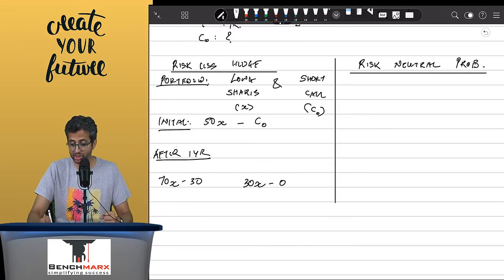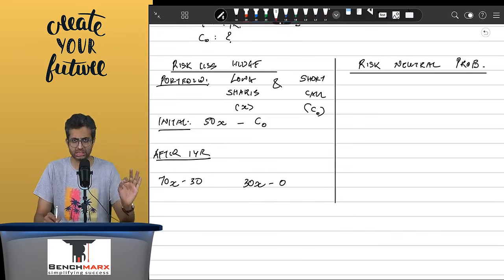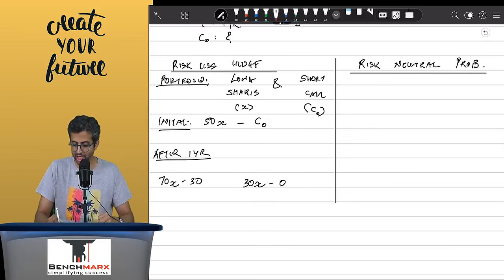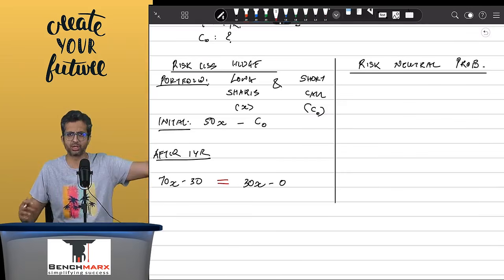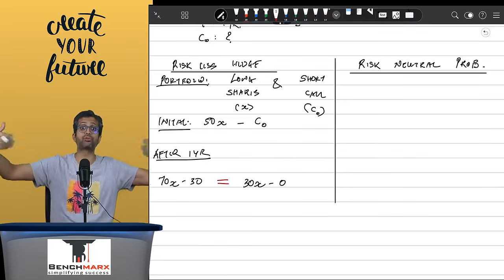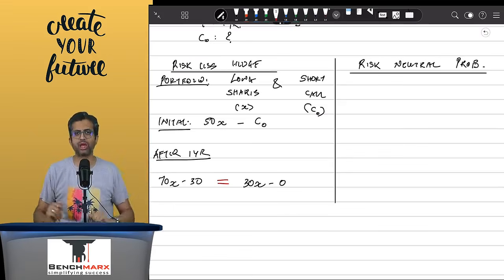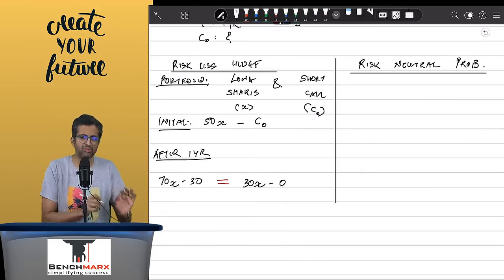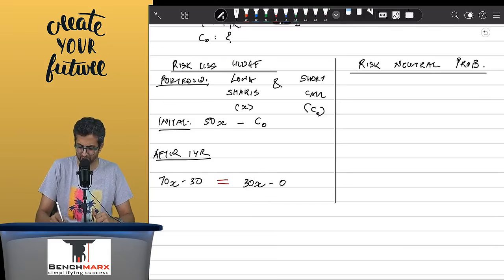But because your portfolio position is hedged, these two possibilities will give you an equal answer, because after 1 year, whether the price becomes 70 or the price becomes 30, if you have created a hedged portfolio, it will have no separate outcome. It will have the same outcome. So what do you do? Well, we will come to a particular value, but we'll do it slightly longer.